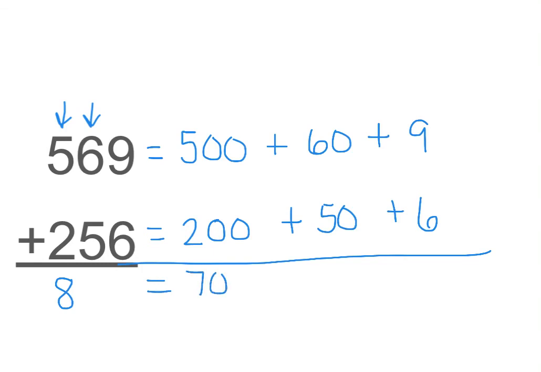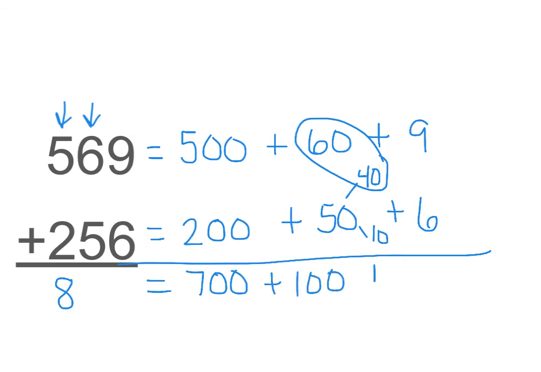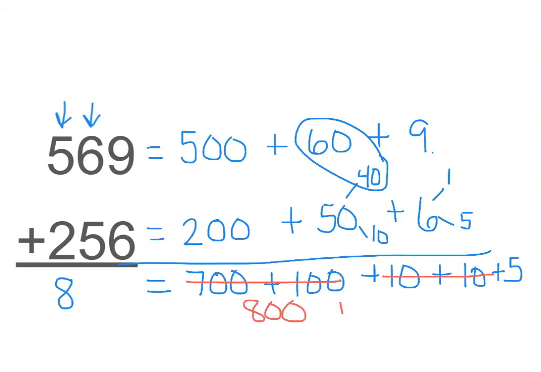500 plus 200 equals 700. 60's partner is 40 with the 10 left over. So 60 plus 40 equals 100 plus 10. Oh, when I say 9 plus 6, you think 10 plus 5. Combine all those like terms, so 700 plus 100 equals 800. 10 plus 10 equals 20, and you're 5. So 825. Great job today. Keep practicing that mental math.